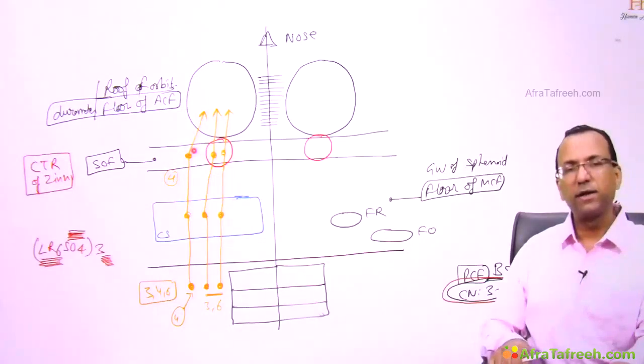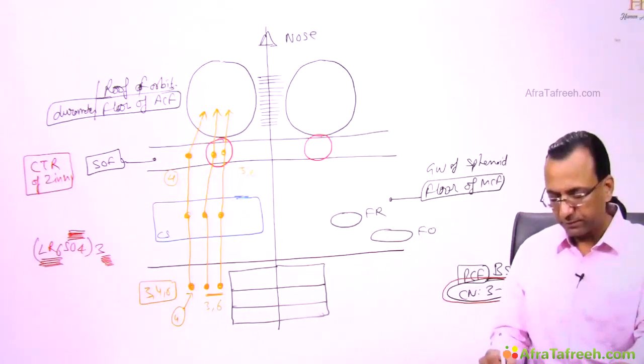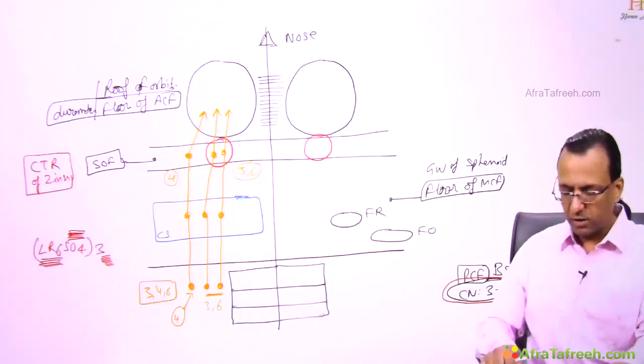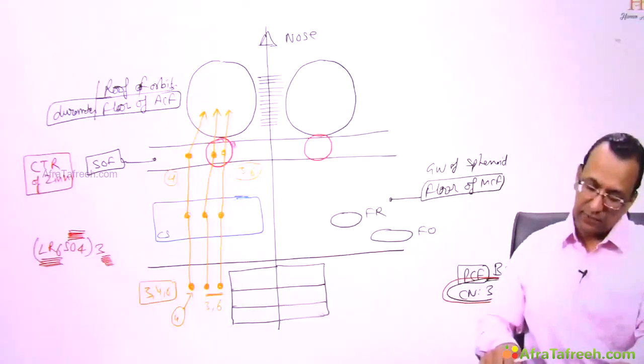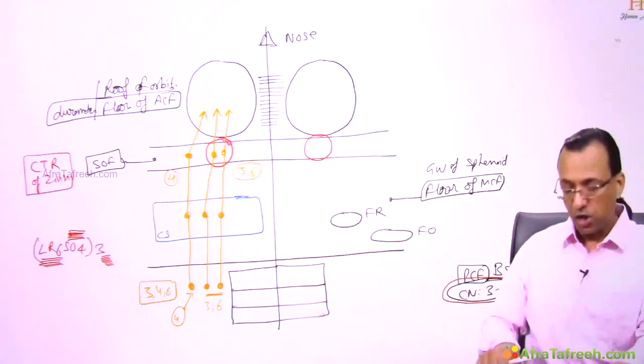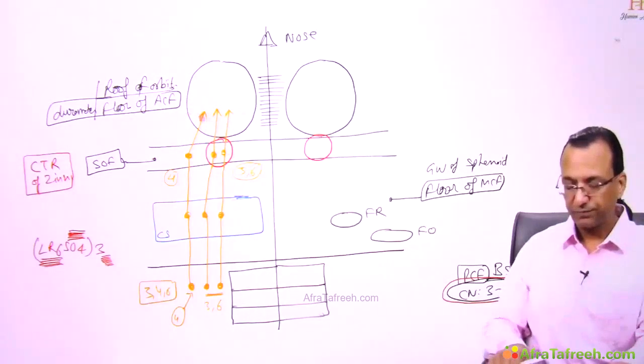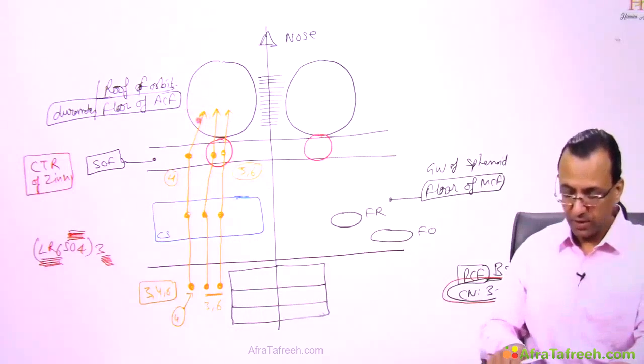Then who is inside the ring of Zinn? 3 and 6. So you're telling that the oculomotor and abducent nerves are passing inside the ring of Zinn when they are passing through the superior orbital fissure to enter the orbit to supply the eyeball muscles? Yes. That is what we have to remember.